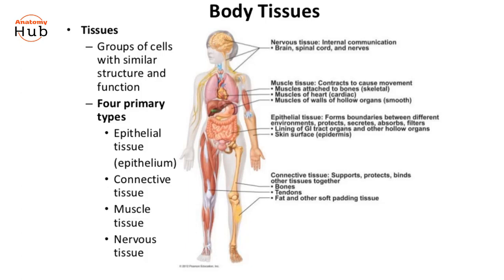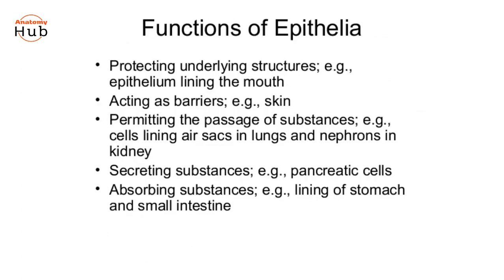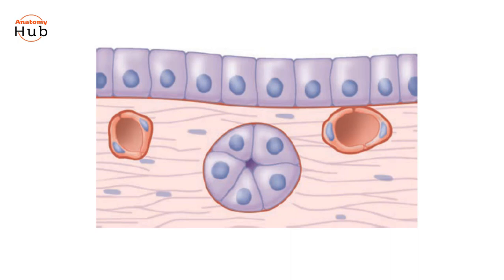The principal functions of epithelial tissue include covering, lining, and protecting surfaces. Example, the epidermis. It also functions in absorption. Example, the intestinal lining. It helps in secretion. Example, the parenchymal cells of glands. Now we will see the characteristic features of epithelial cells.